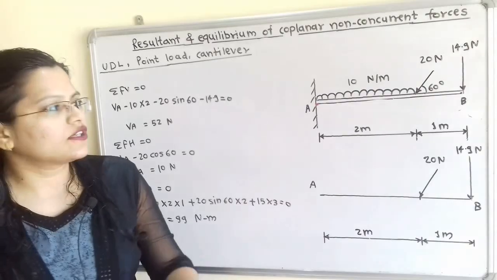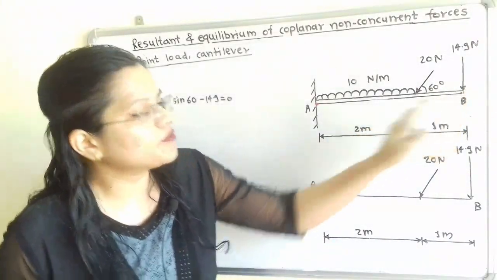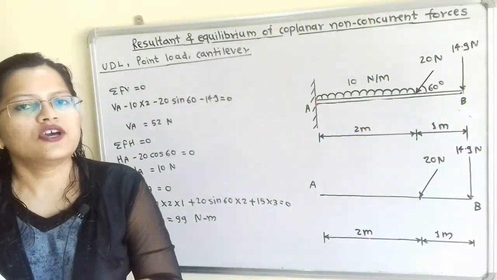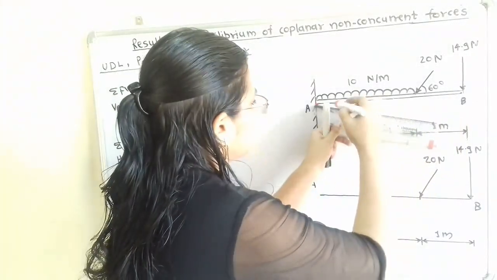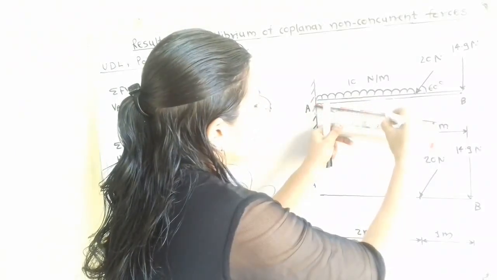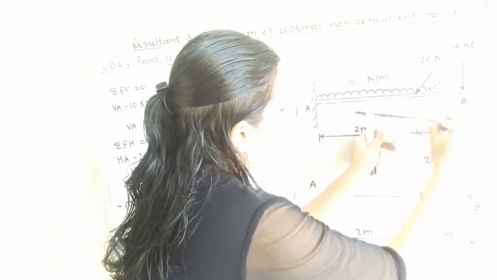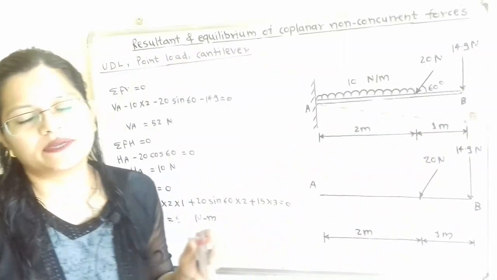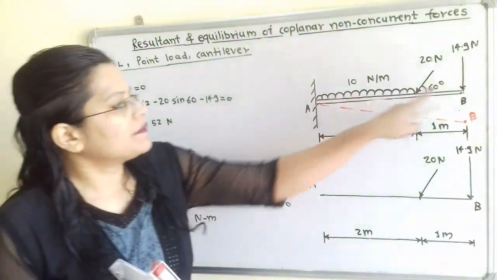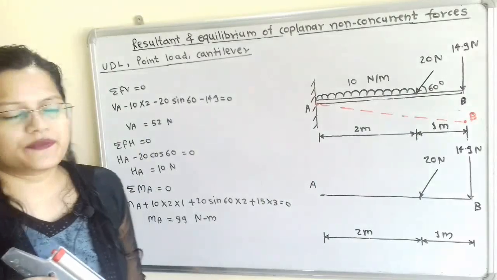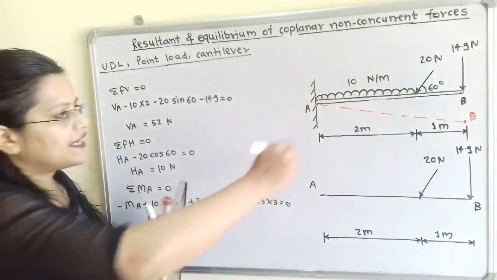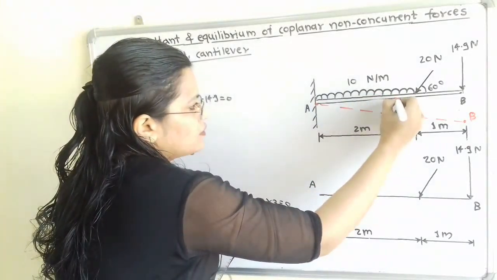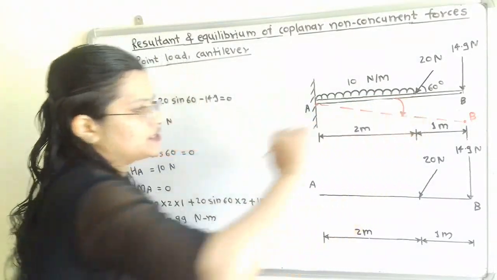Due to this load, end B will try to move in the downward direction. So I will show the final position of the end B with the help of dotted lines. This is the final position of end B. But this beam is fixed at point A, so it will try to rotate about point A in the clockwise direction. I will show here the direction of rotation.